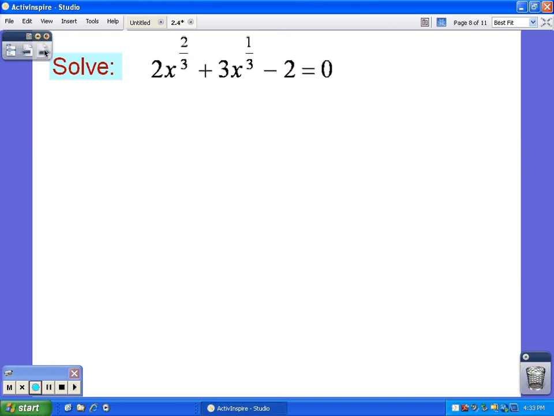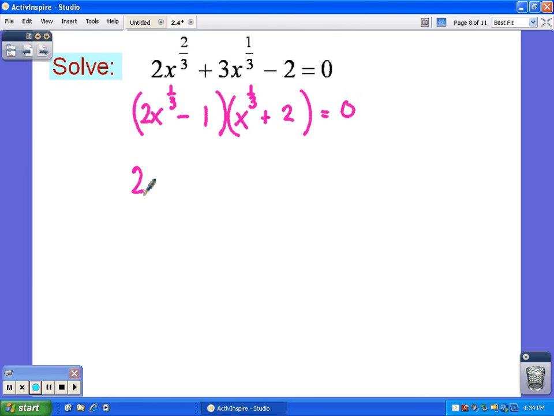Now, looking at this next problem, it is not actually what we would call higher degree, but it's more what we call quadratic in form. You're going to want to factor these just like they were quadratics, except we have a 2x to the 2/3 that we need to break down. So that's going to be 2x to the 1/3 and x to the 1/3 when we factor it. Now, making sure our numbers match up, we need a -1 and then a +2, and we'll set each one of these factors equal to 0.